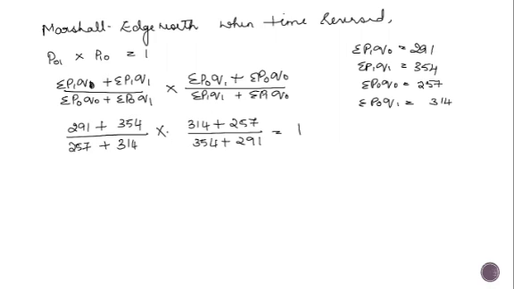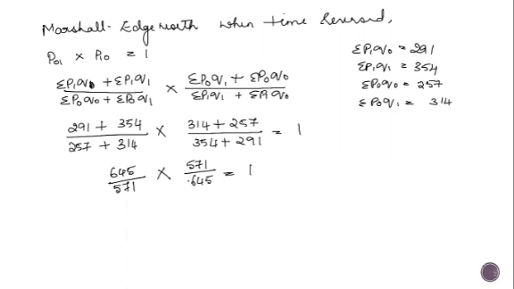How much will you get? 645. Good. Divided by 257 plus 314. Okay, 571 into 314 plus 257. It will give the reverse here: 257 plus 314. It is the reverse. 571 divided by, see here, 354 plus 291. It will give you 645.